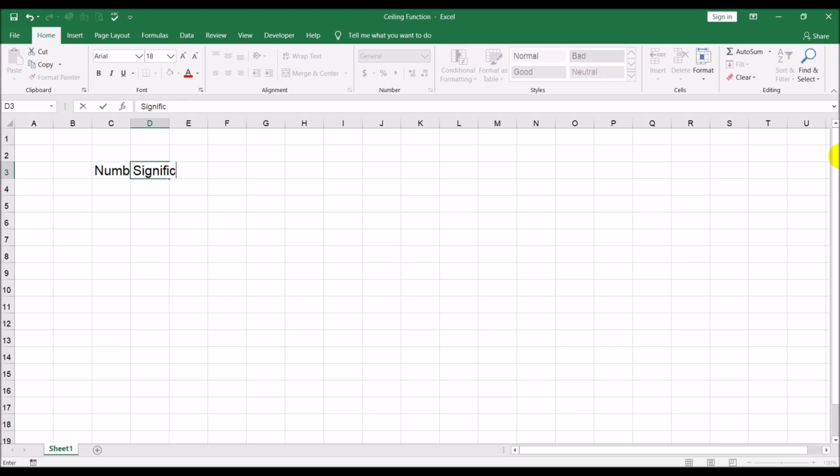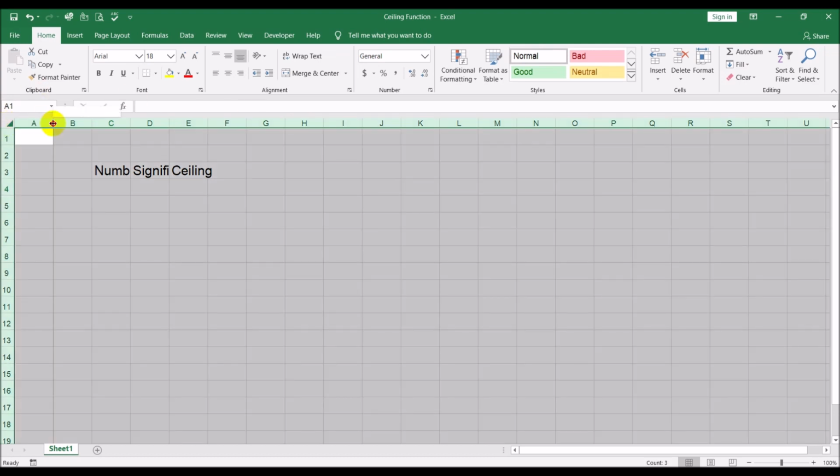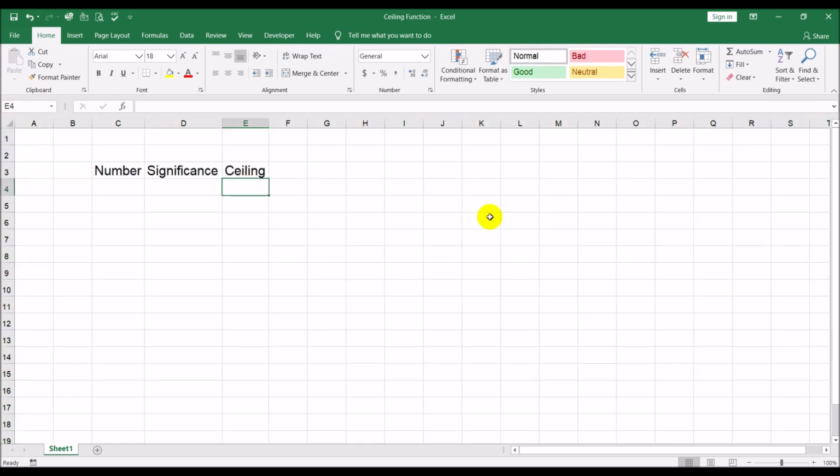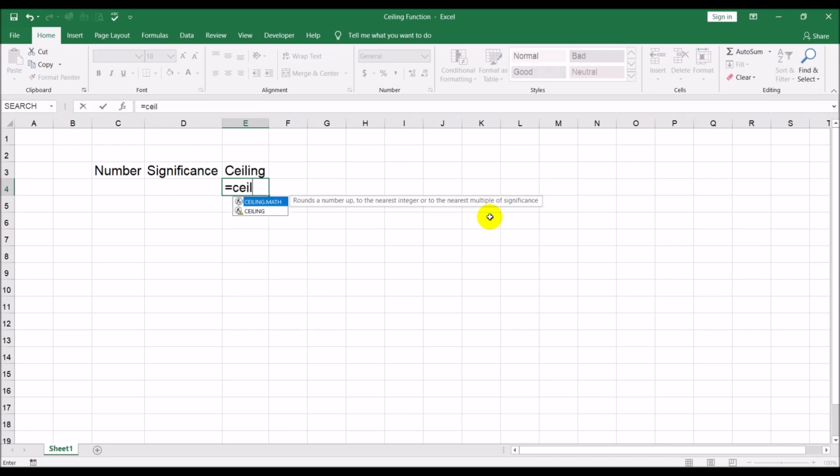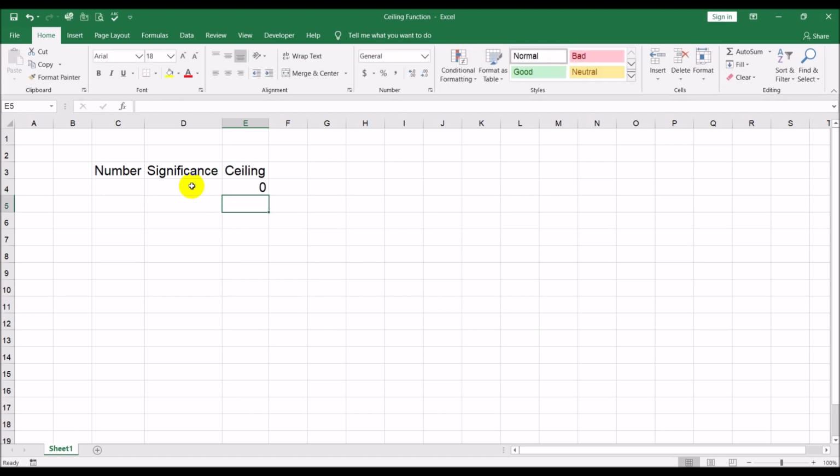So let's assume in this column we have number, significance, and ceiling. Let's put the formula here: equals CEILING. It asks for a number, so that would be this cell here, comma, significance, that would be this cell here, close bracket, enter. Right now it's giving a 0 because an empty cell is basically a 0. Then just drag and copy this formula down.